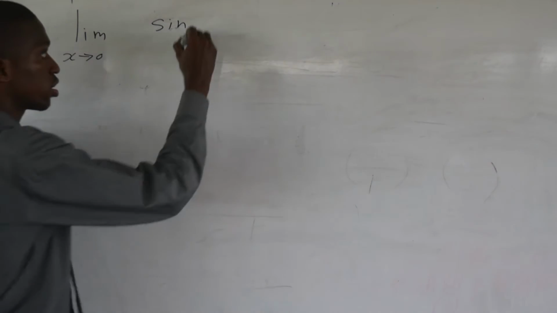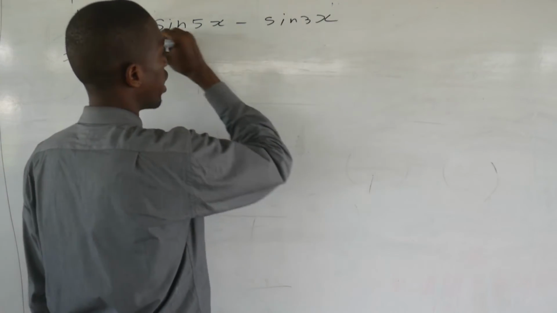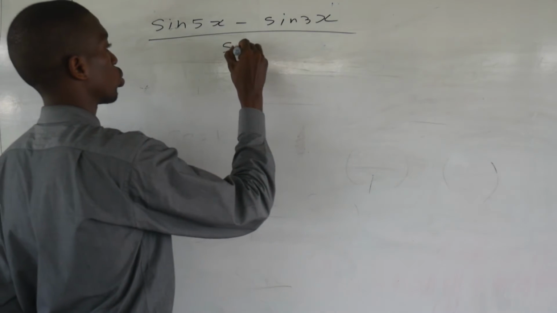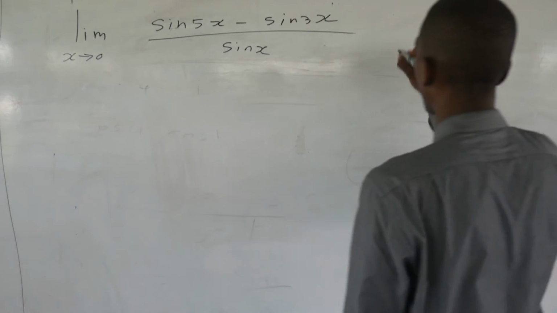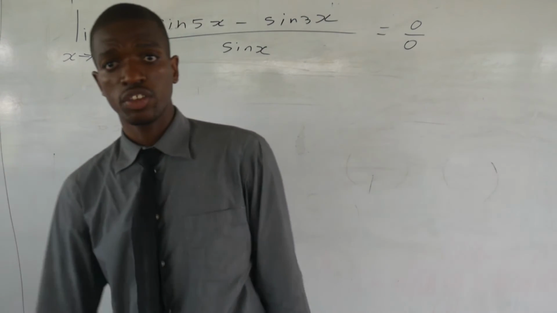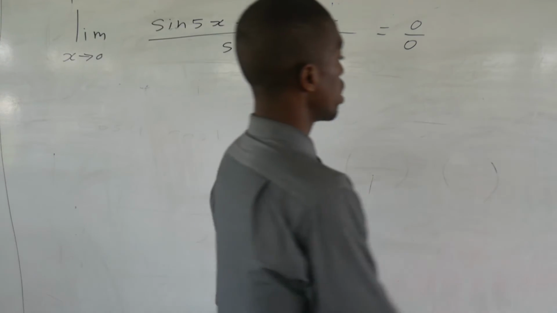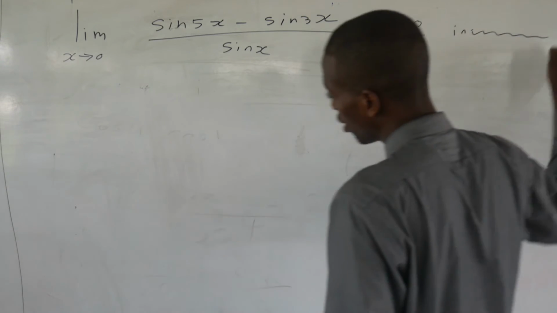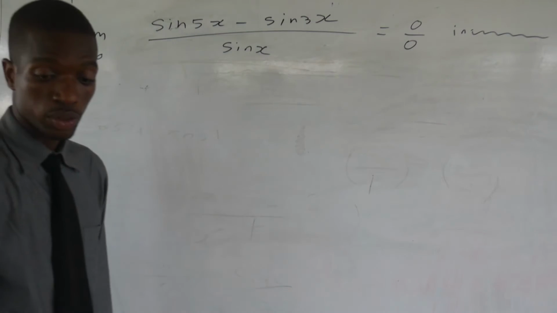Sine 5x minus sine of 3x divided by sine x. So what do we have here? Plug in 0, you'll definitely get 0 over 0 again. So you write indeterminate form. Here you write indeterminate form there. And you do just what I said just now.